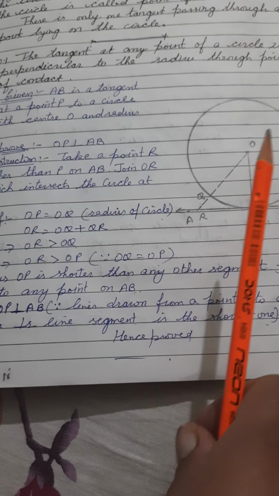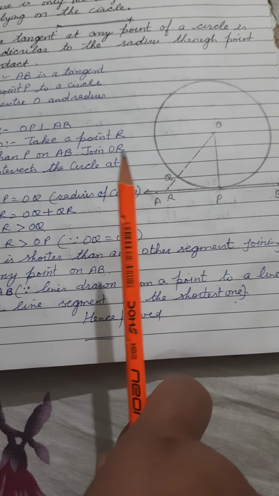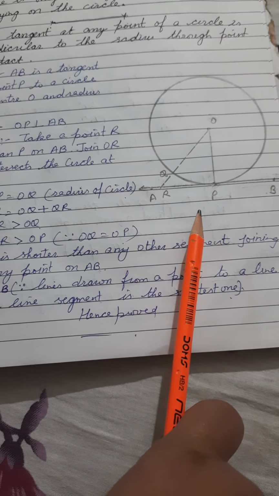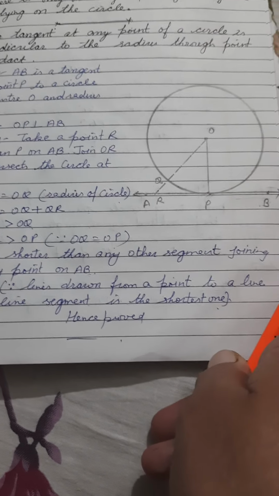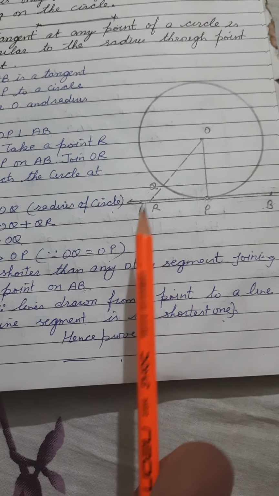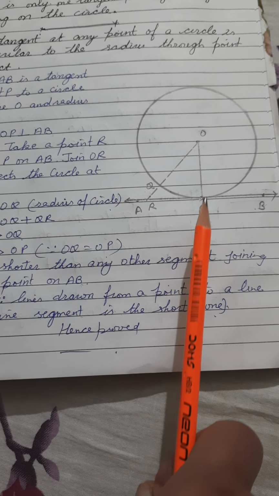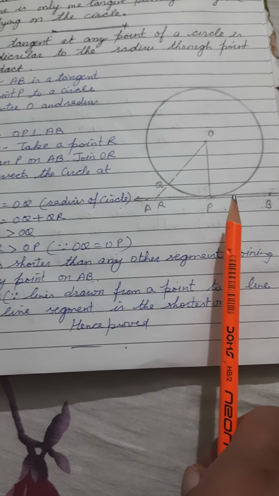Now it means that OP is the shortest distance between O and P. Means OP is the shortest line segment. Any other line if we take from O to AB will be greater than OP. It means that OP is perpendicular to AB.